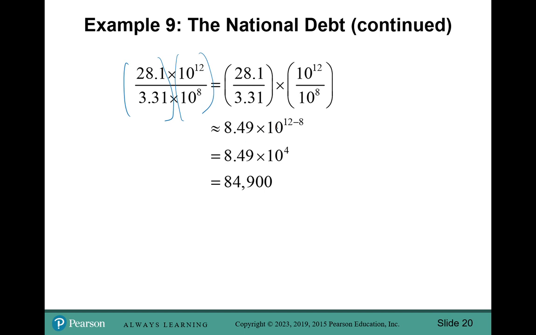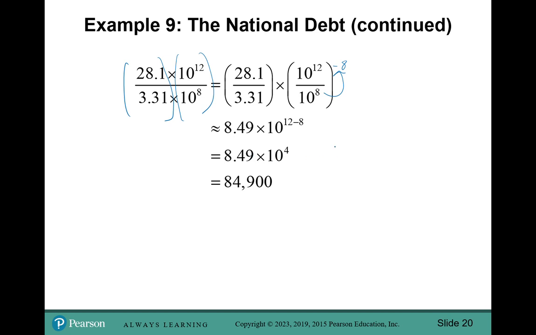We multiply that times 10 to the 12th minus 8. So 10 to the 12 minus 8 here, because we're subtracting this bottom number to bring it up to the top. 12 minus 8 is 4. So we're looking at each of us owing 8.49 times 10 to the 4th power.